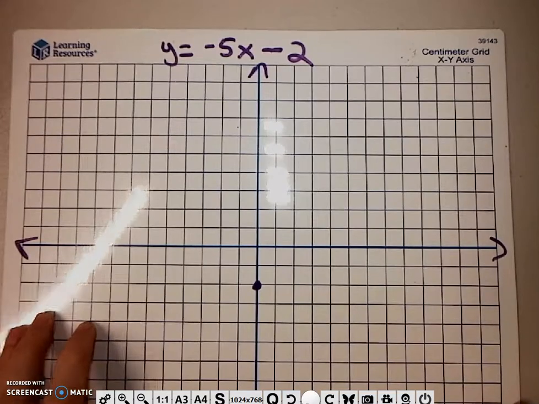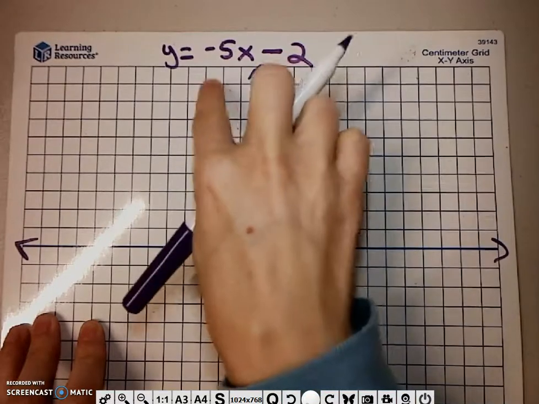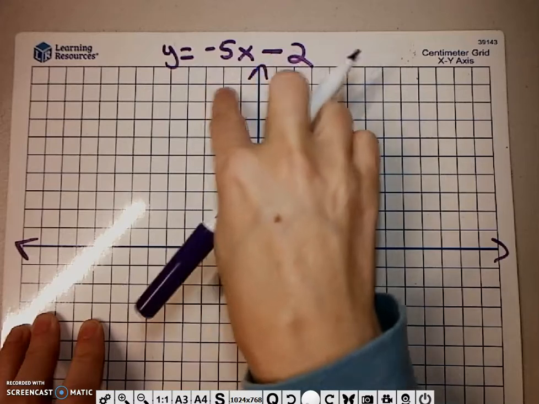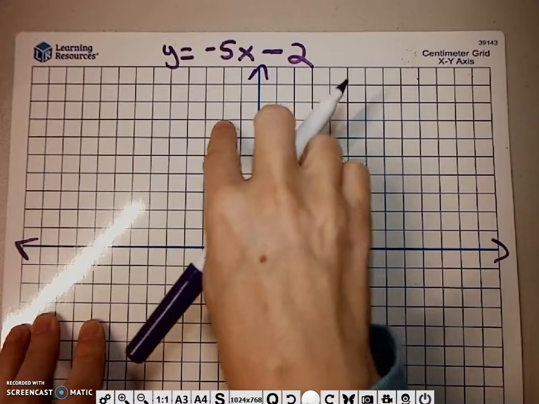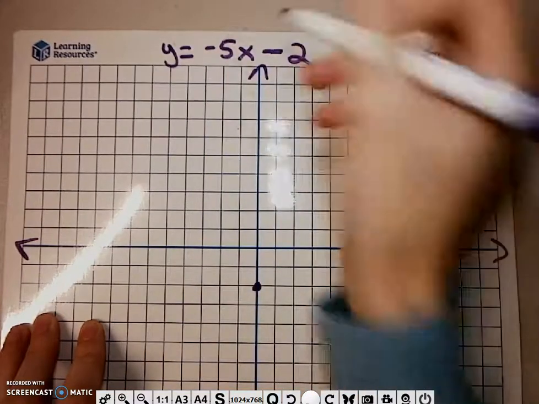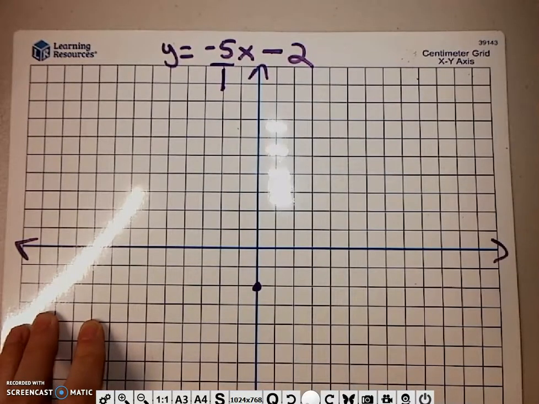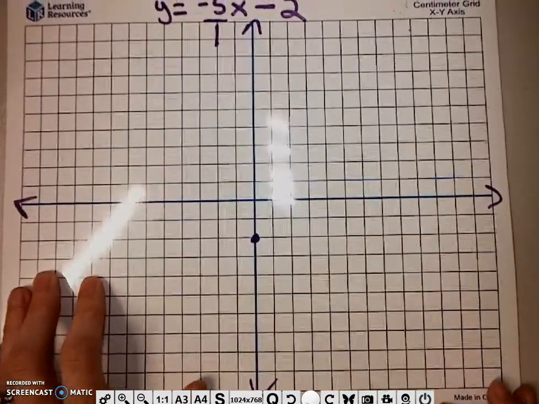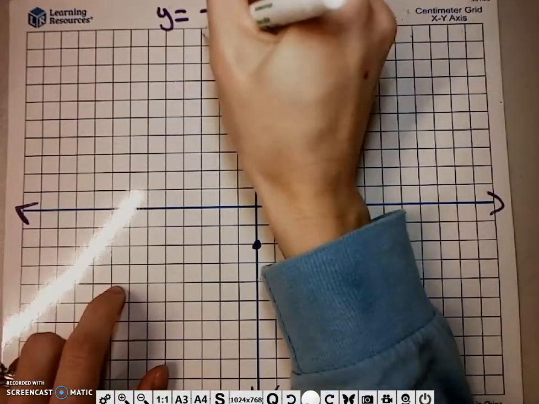Now I'm going to use my slope to find my second point. My slope is -5. You guys always put a slope into fraction form. If it's a whole number, or say it's 3.5, you'd rewrite it as an improper fraction, but you always want a number over a number, so it's rise over run, numerator over denominator. Here I have -5, and I'm going to put that over 1. That's my rise over run. So my slope is -5 over 1. -5 tells me I go down 5 first, and then +1 tells me forward 1.